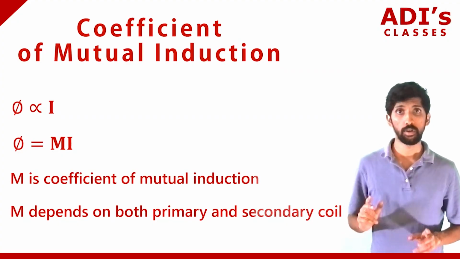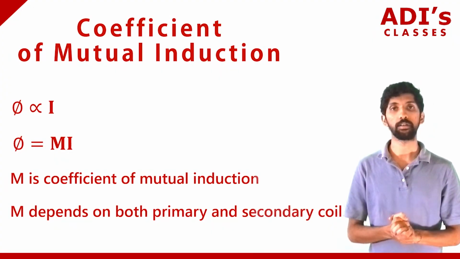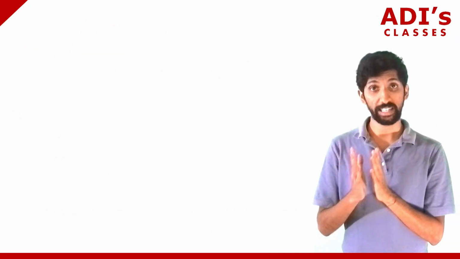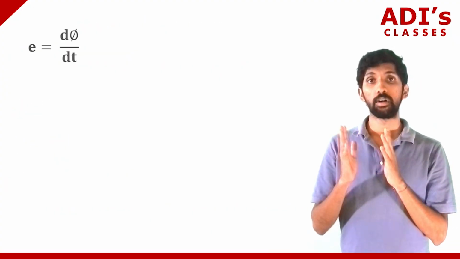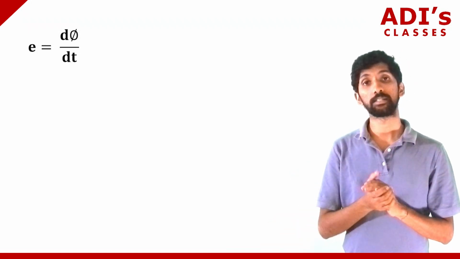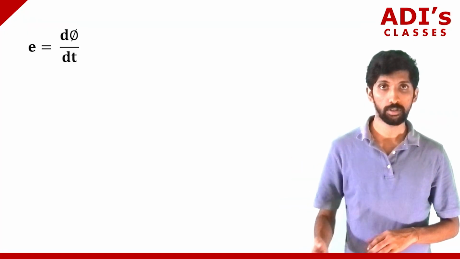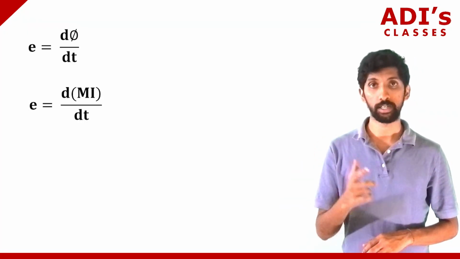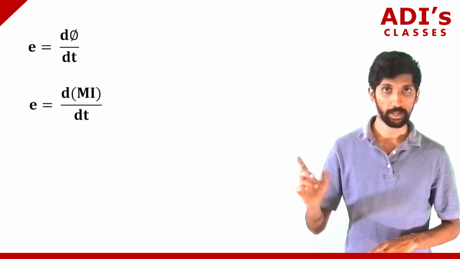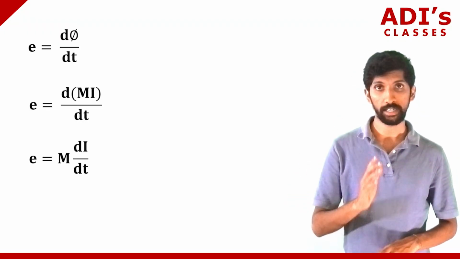So now again the induced EMF and all those things will come here. So we have the induced EMF E is equal to d phi by dt, correct? So Faraday's law. So in place of phi, what do you put? You put it as M into I. So E is equal to d by dt of M into I. M is a constant, you take it outside. So you get E is equal to M di by dt.